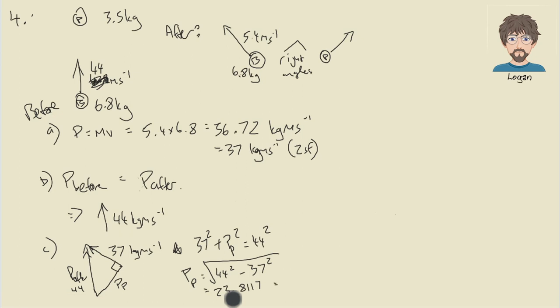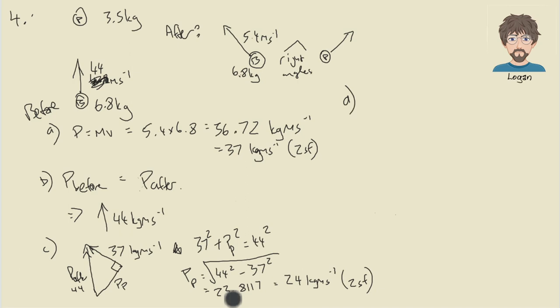23.8117, 24 kilogram meters per second to two significant figures. So you can see how we get to the answer we had to show by doing the rounding. So you've got to show all your working up to the point of having to do the rounding is the way to do those sort of questions.